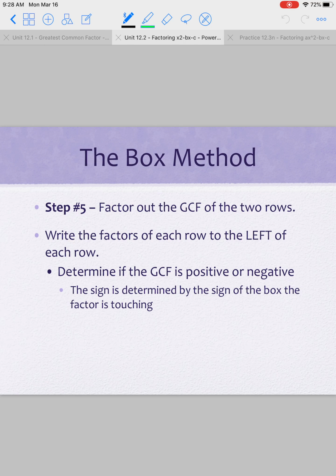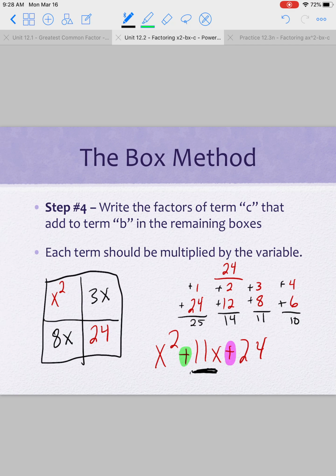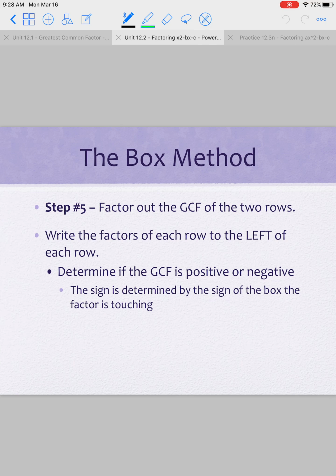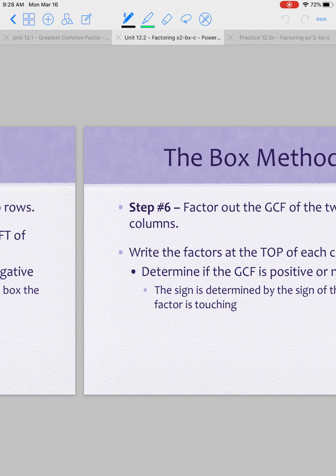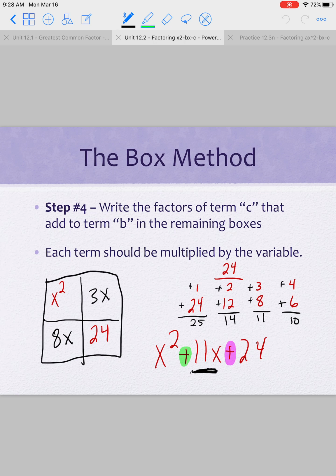Okay. Now, step 5 is to factor out the greatest common factor of the two rows. Step 6 is the columns. You're taking the greatest common factor out. It does not matter which one I do first. Let's clarify that. It does not matter if I go this way first or if I go this way first. So just understand that. We'll do examples both ways just to show you that that doesn't matter. But we'll do the rows first.